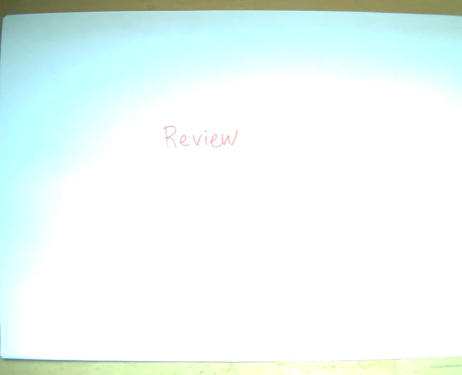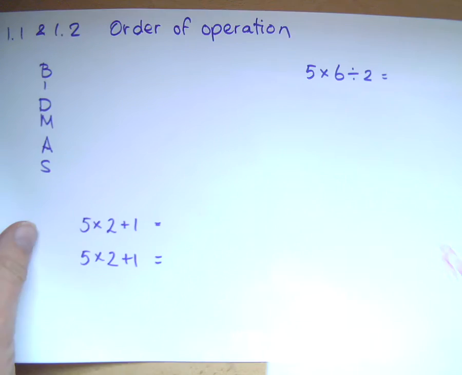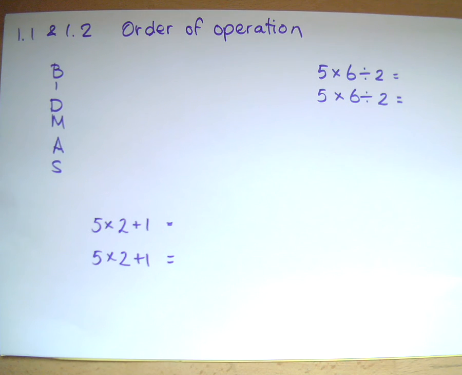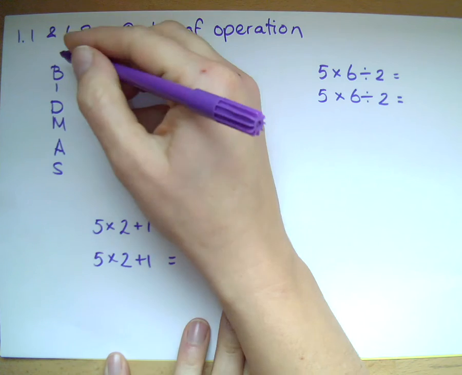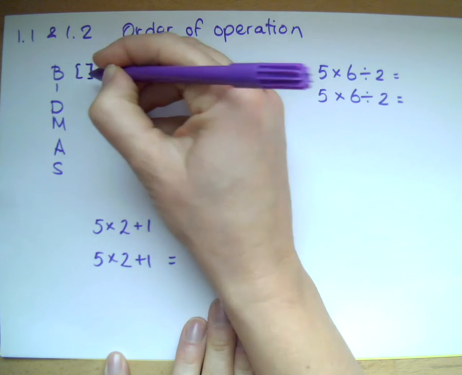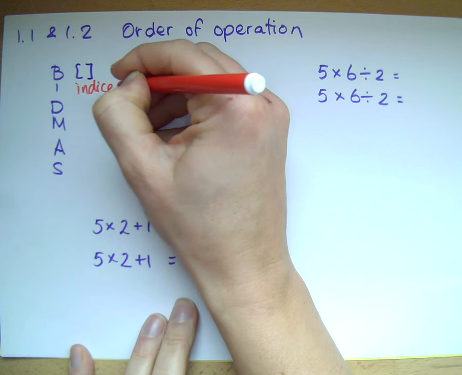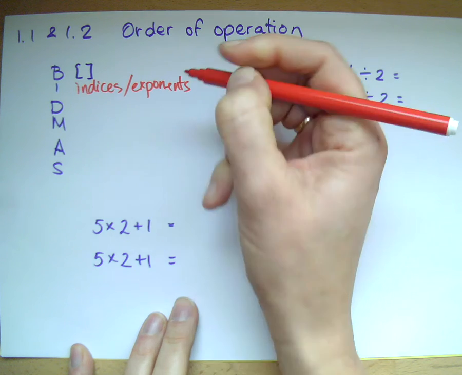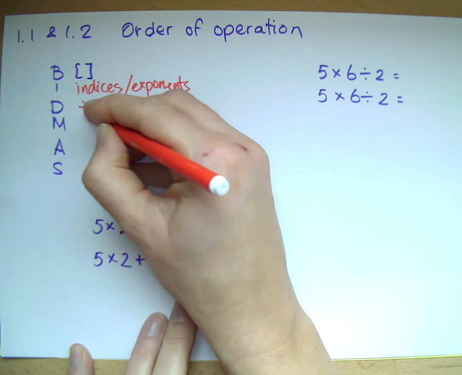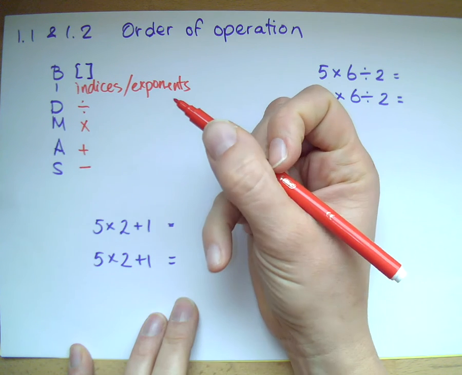So, review. We're starting with Unit 1, Section 1, Order of Operation. You have to remember BIDMAS. B stands for brackets. I stands for indices or exponents. Exponents is the American word. D stands for division, multiplication, addition, subtraction.